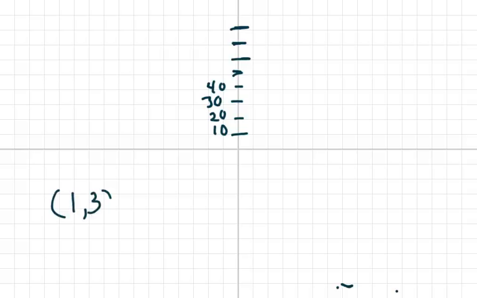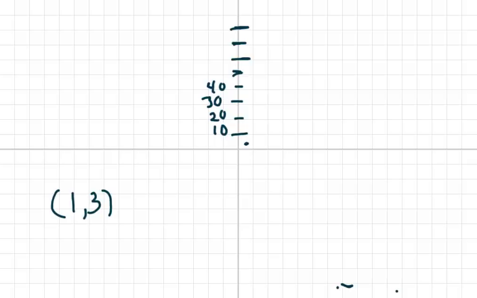1's going to go to 3. Let's go by tens, because we have to go all the way to 81. So this would be 10, 20, 30, 40, 50, 60, 70, and 80. All right. So we had 1 goes to 3. So that's going to be right in here.